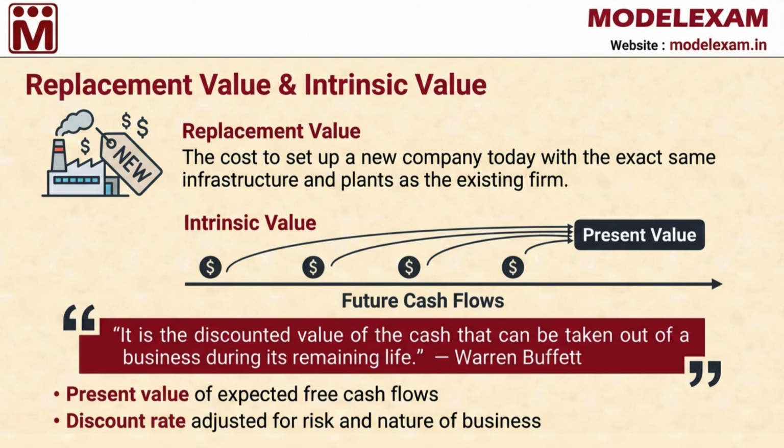As Warren Buffett says, it is the discounted value of the cash that can be taken out of a business during its remaining life. Essentially, we look at all the future cash flows the company will generate and calculate their present value today using a discount rate that accounts for risk.